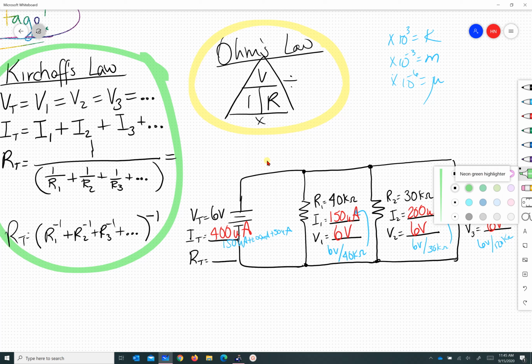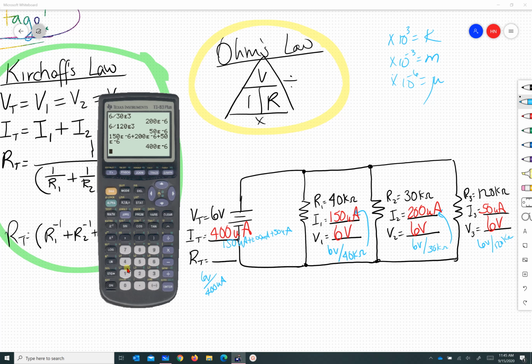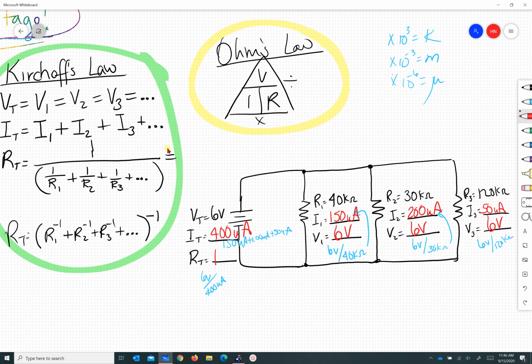Okay, so let's start with Ohm's law. The resistance is voltage divided by current, so it's going to be 6 volts divided by 400 microamps. Let's plug it in to make sure we get a value that makes sense. 6 divided by 400 times 10 to the negative 6. So that is 400 microamps, and we get a total of 15 times 10 to the 3, which is 15 kilo. So 15 kilo ohms.